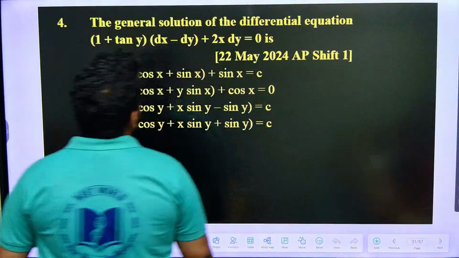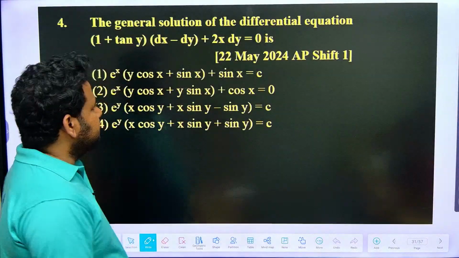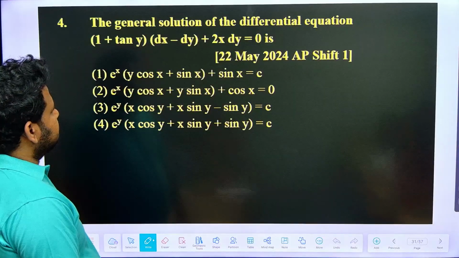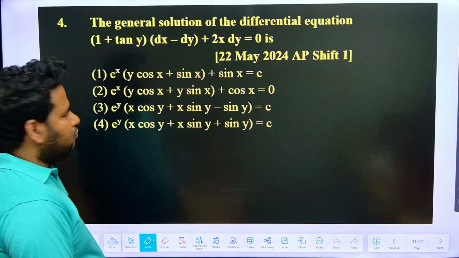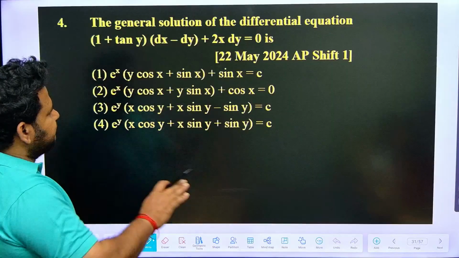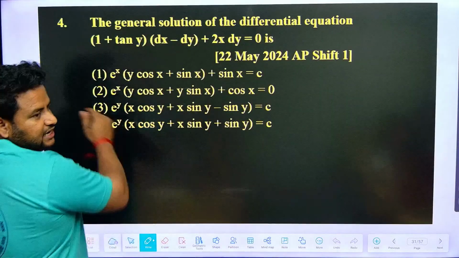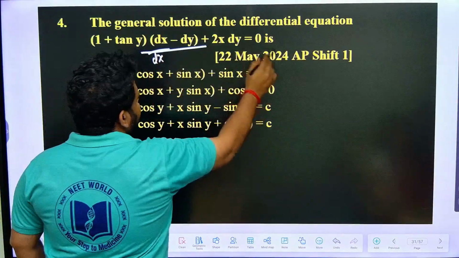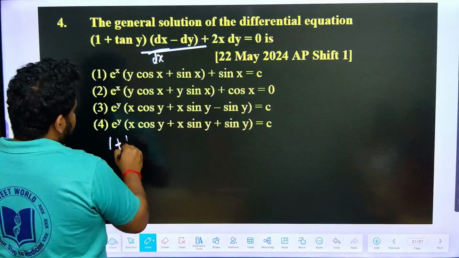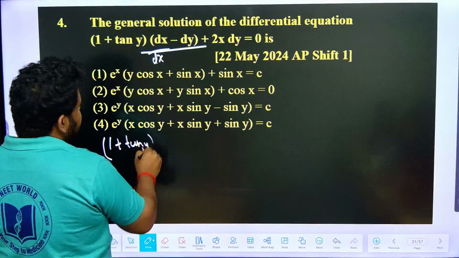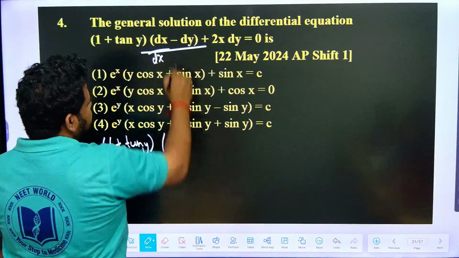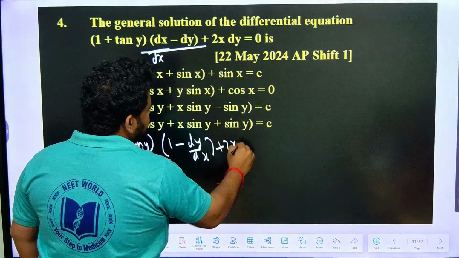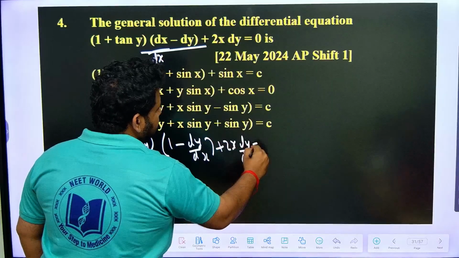Look at this, they have asked for the general solution of the differential equation. They have given 1 plus tan y dx minus dy plus 2x into dy. So what I will do is, throughout I will divide by dx. If I divide by dx throughout, what will I get? 1 plus tan y into dx by dx, which is 1, minus dy by dx plus 2x into dy by dx is equal to 0.